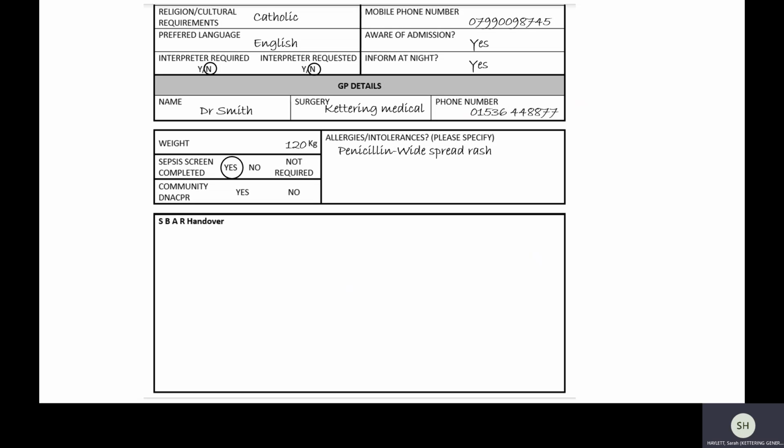Yes, we have completed the sepsis screen for Jane. No, she does not have a community DNACPR. If she did have one, it would be vital for us to have a hospital updated one which has been signed.